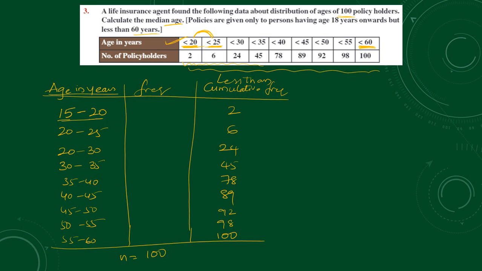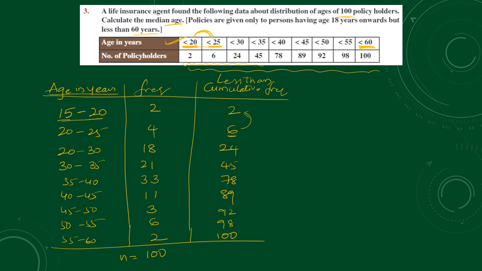Now from this we need to obtain the frequencies. For the first one, it stays as it is, 2. For this 2, how much is added so that it becomes 6? We simply subtract: 6 minus 2 is 4. Next, 24 minus 6 is 18. Next, 45 minus 24 is 21. Next, 78 minus 45 is 33, 89 minus 78 is 11, 92 minus 89 is 3. Next, 98 minus 92 is 6, and 100 minus 98 is 2.